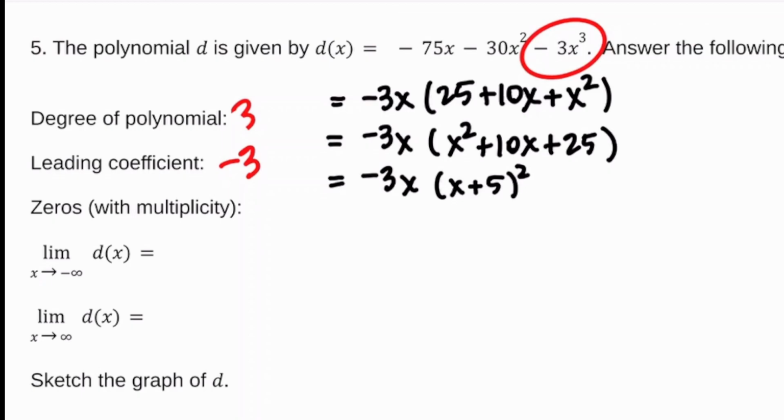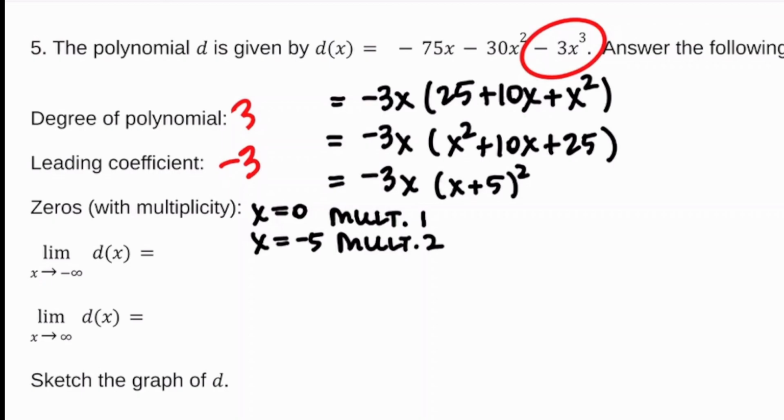So zeros with their multiplicities, negative 3x could equal 0. That would be if x was equal to 0, and that's going to be multiplicity 1. And then I'll have x equaling negative 5, and that'll have multiplicity 2 because it's there twice and it's squared.